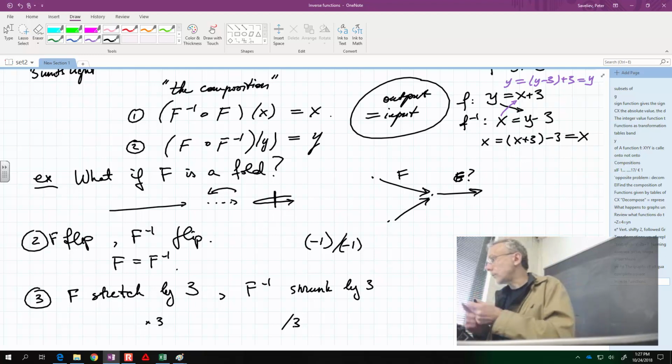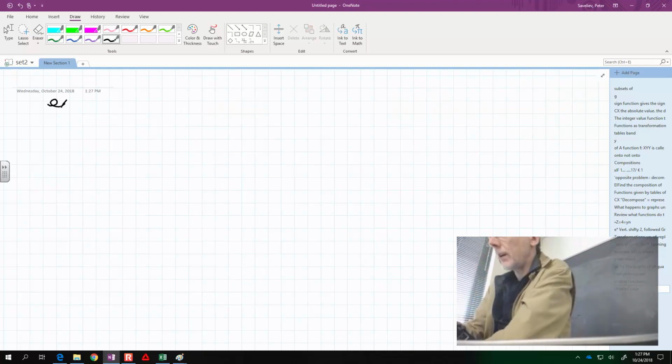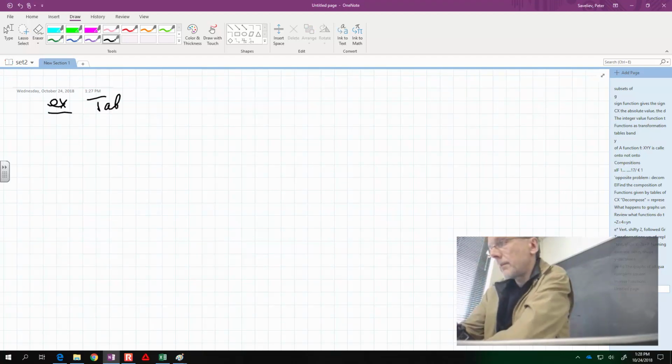Okay, so one more example of a different kind, and that's what if the function is given by a table, or rather a list of values.